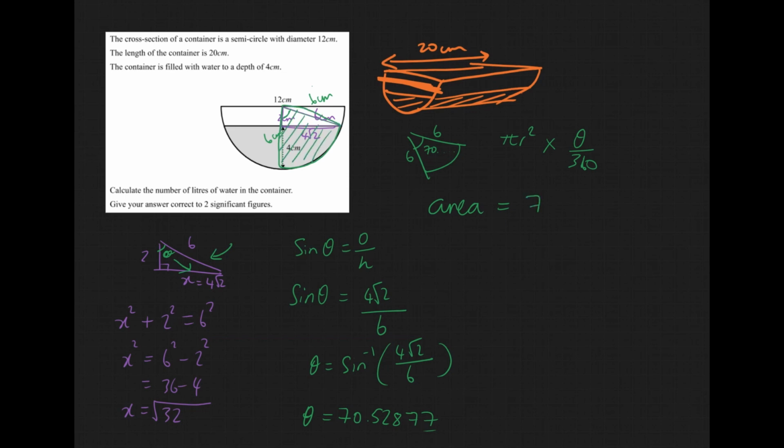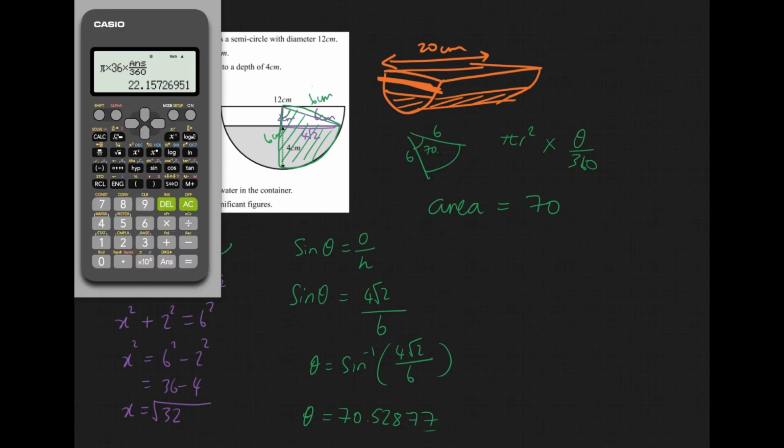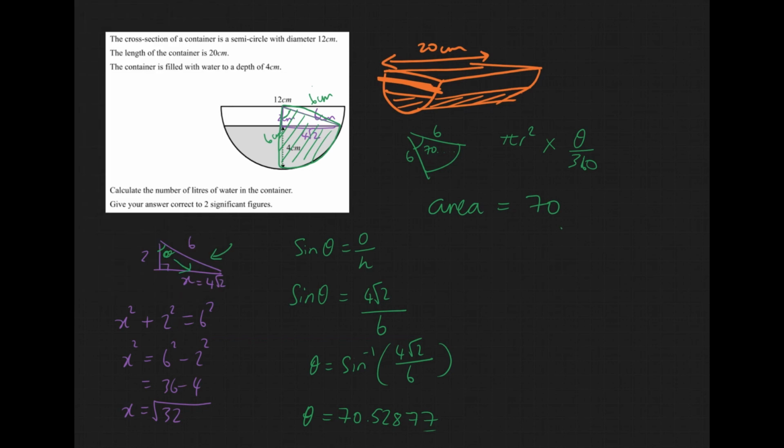is 22.1572, as it showed on the calculator. I'll put an extra few decimals just because your answer will be off if you round it too much early on. So that's the area of the whole sector.